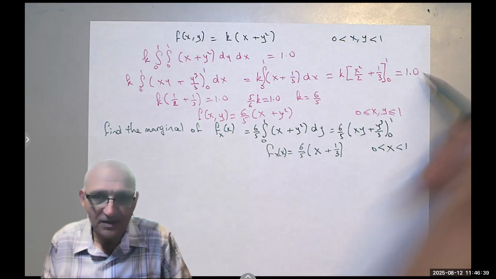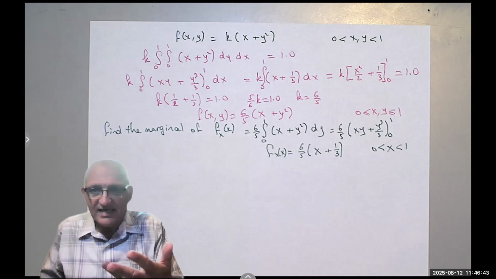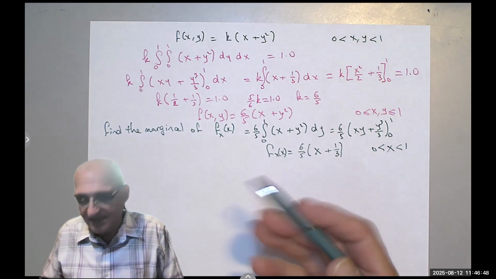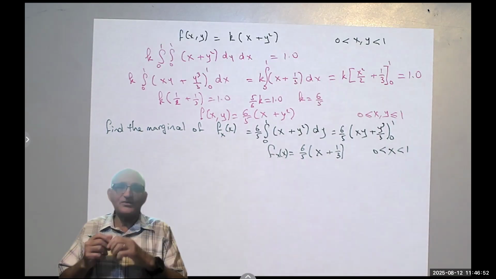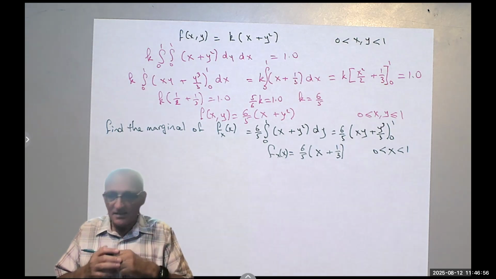That's what we did here, right? But if I want to find the mean of x, they didn't ask for that, but if they want the mean of x, it's the expected value of x. So I'm going to multiply this function by x and then integrate it from 0 to 1, and I will get a number. That would be the mean of x.